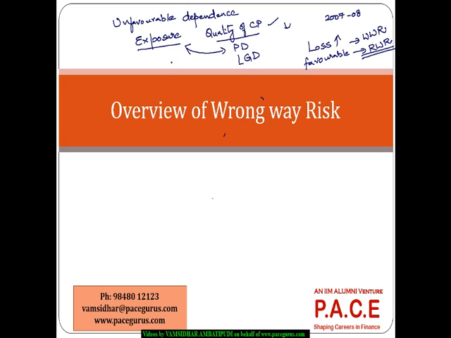But if the dependence between the exposure and the quality of the counterparty is more and more favorable, that is where we talk about right way risk. And right way risk should always reduce the counterparty risk, and it should also reduce the CVA drastically. Right way risk should reduce the CVA, wrong way risk should increase the CVA.